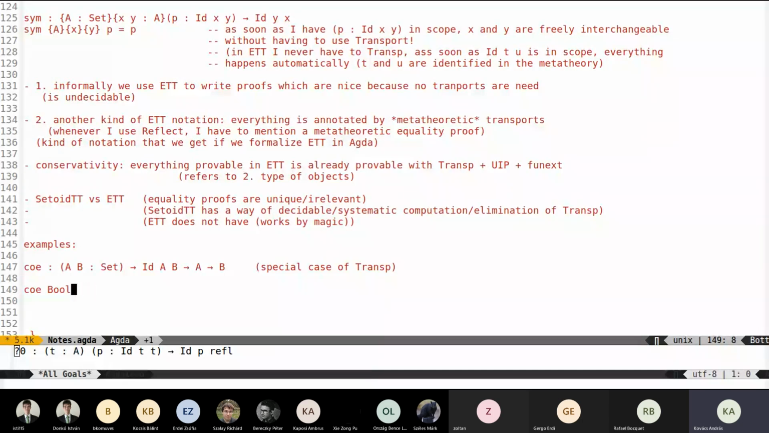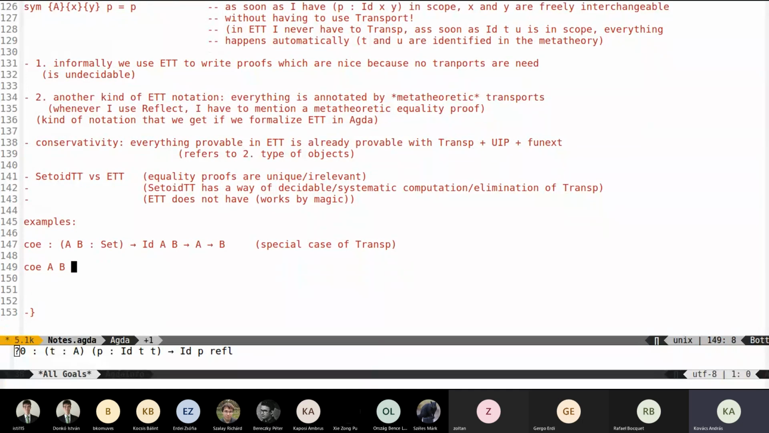And one example when a coercion just disappears in setoid type theory is when I say that a coercion from list of A to list of B, P of nil A is definitionally equal to nil of B. If we assume some list type and nil has type list of A, for example. So here we have a transport in setoid TT which disappears by computation.